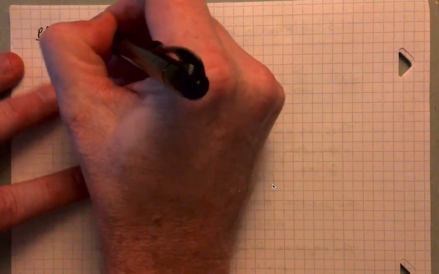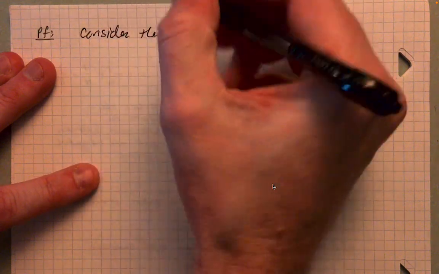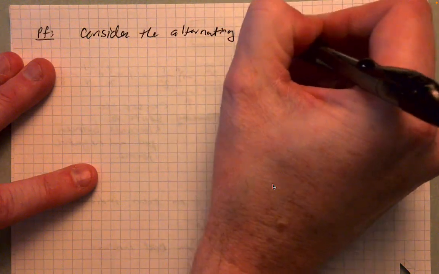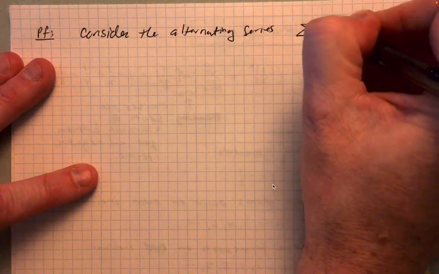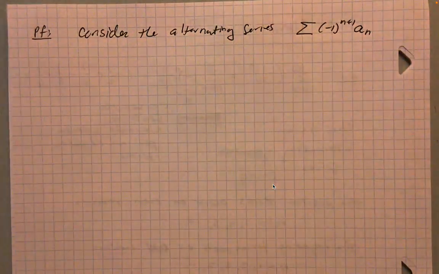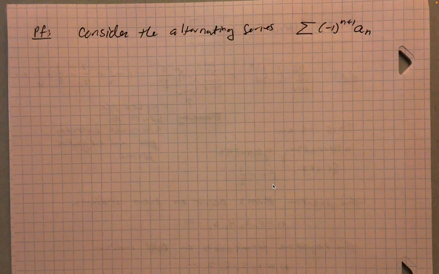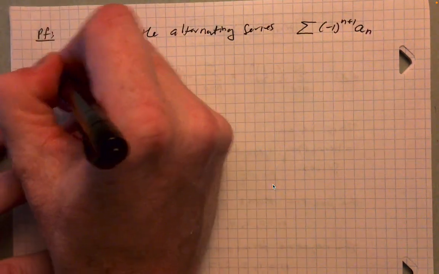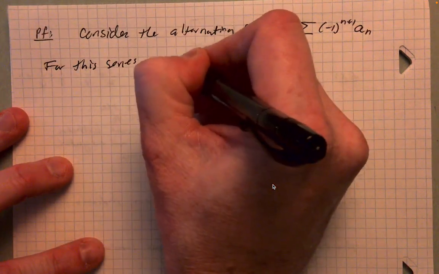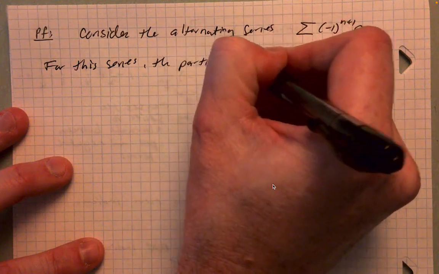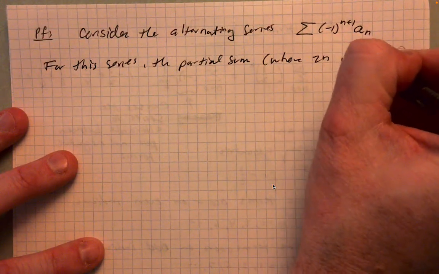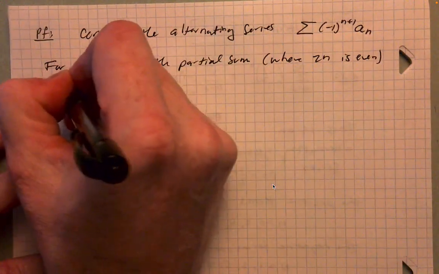Let's consider the alternating series, and we'll just write it like this: the sum of negative 1 to the n plus 1 times a sub n. Okay, so for this series, the partial sum, where 2n is even, you can write it like this.